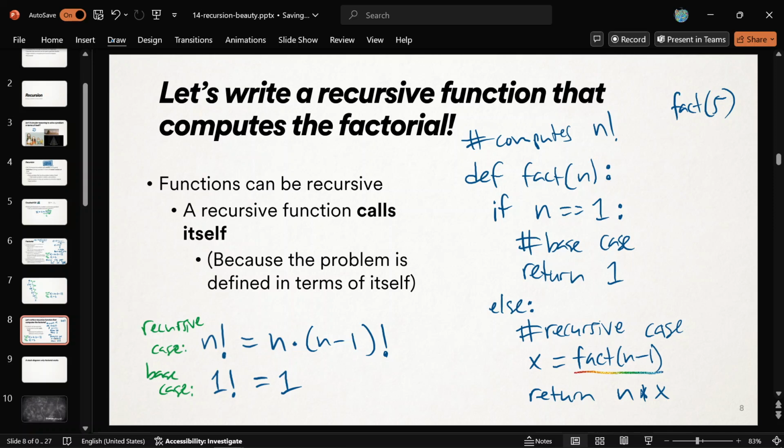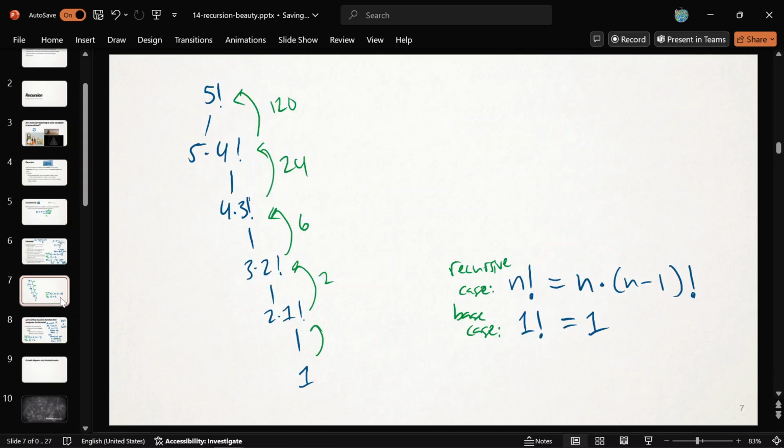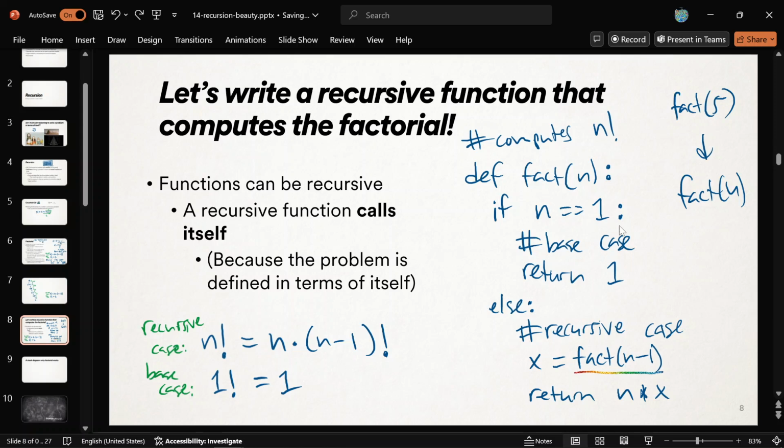So fact of 5, for example, if n is 5, it's going to go off and call fact of 4 and wait on that to get the answer back before it's done. Fact of 5 is going to wait and call fact of 4, which is going to call fact of 3, all the way down to the base case and work its way back up, okay? So let's code this up. That is the code. Are there any questions about the code itself before I show you it working? We might not be convinced that it's actually going to do anything right. It seems very circular. It might infinite loop or something. But it really will work out.